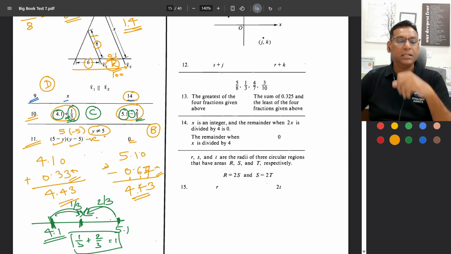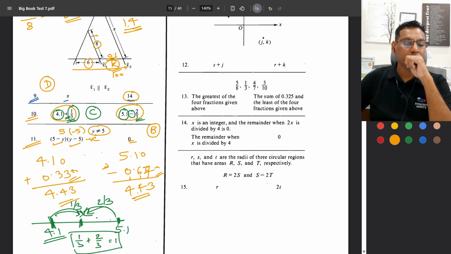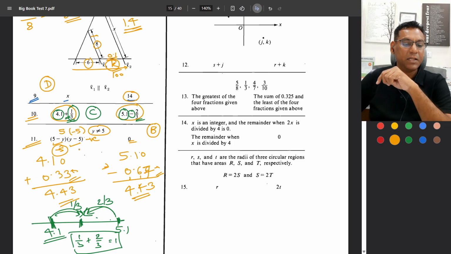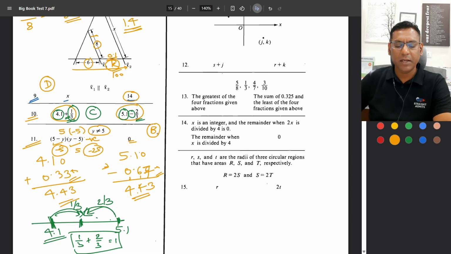Okay, let's say y is equal to 10. What do I get? 5 minus 10 is minus 5, and 10 minus 5 is 5. I get the same kind of thing, some negative number, right? Compare that with 0, I get B again. Every time I'll get B.